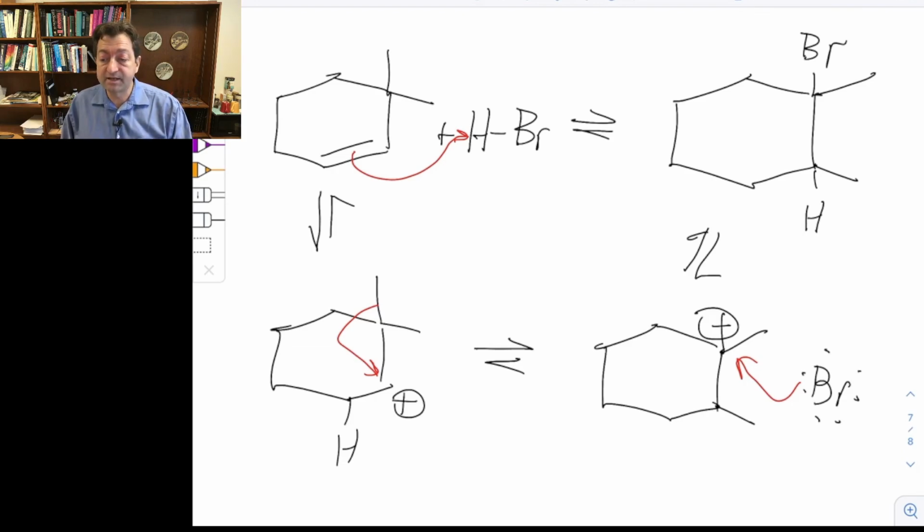And so what we'll do in the next video is take a look more carefully at the addition of the elements of water across a carbon-carbon double bond.